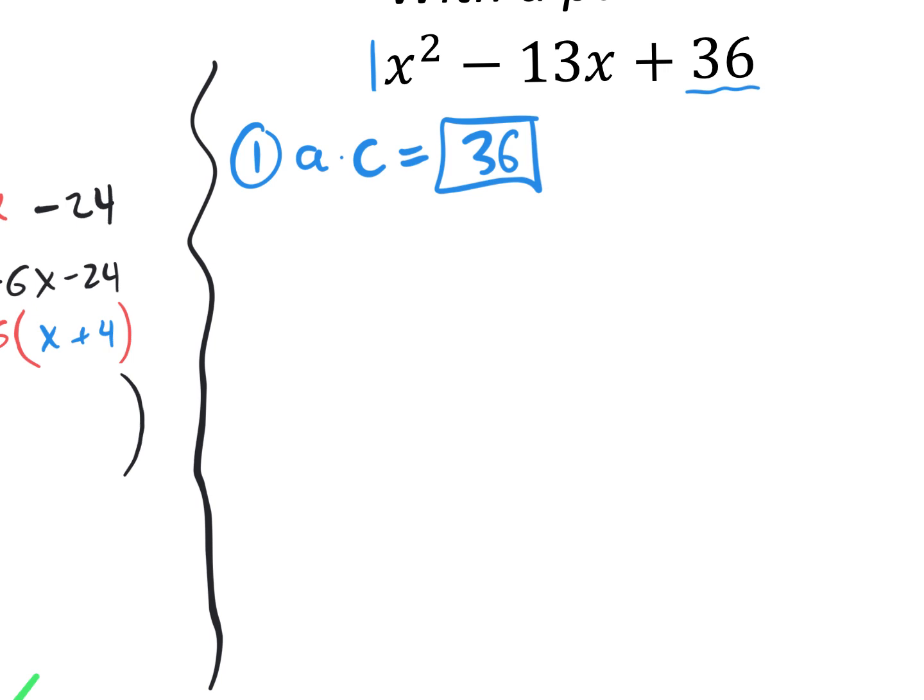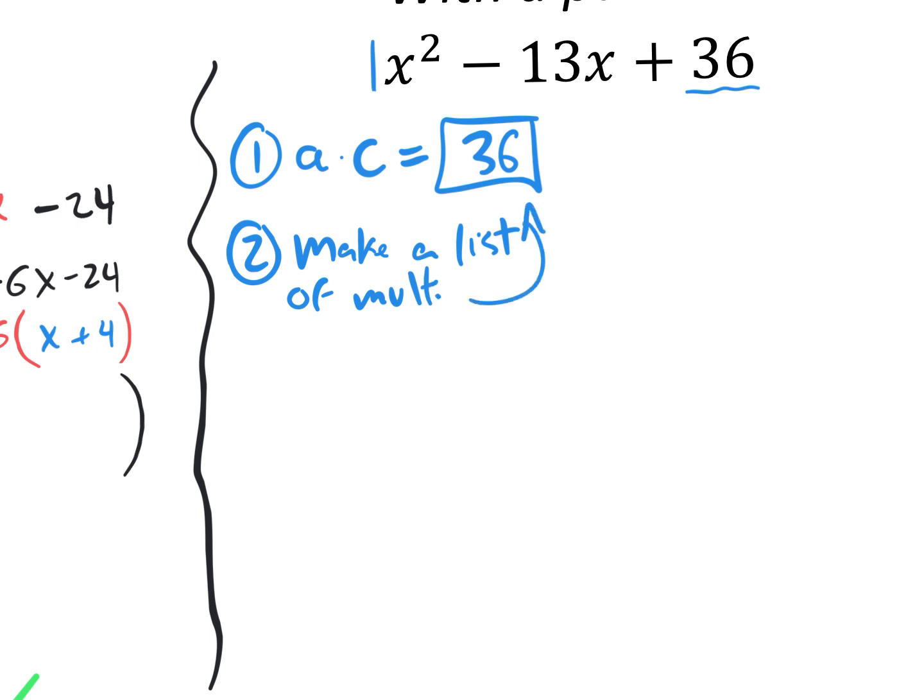Step 2, let's all write this down. Step 2, make a list of multiples of that number 36. Right? Make a list of multiples of that number 36. Okay? So I always say start with the number 1. 1 times what gives you 36? That's right. 2 times what gives you 36? 18. Now let's say you're struggling with multiplication. You could always get your calculator and type in 36 divided by 2, and the answer will be 18.